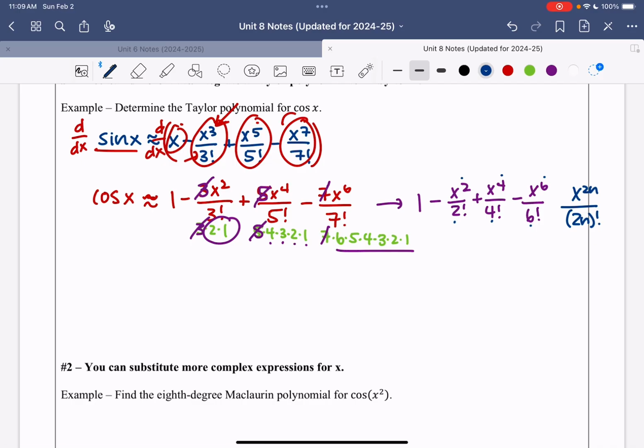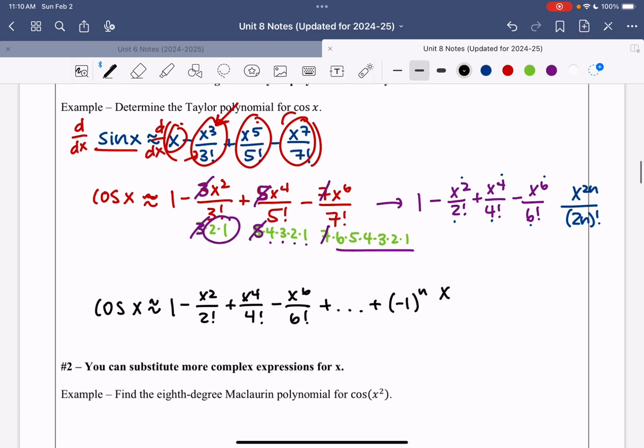Okay, so let's write this out a little bit nicer. So we're going to say that cosine x is approximately 1 minus x squared over 2 factorial plus x to the 4th over 4 factorial minus x to the 6th over 6 factorial plus, and then going on to whatever our last term ends up being, I see that we have a sign flipper because we are alternating in sign, and we have an x to the 2n over 2n quantity factorial.